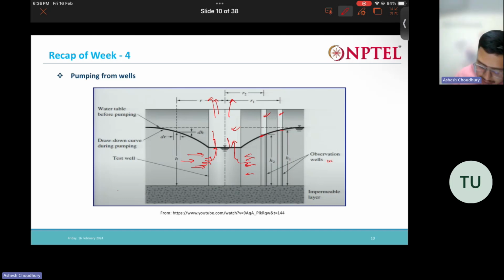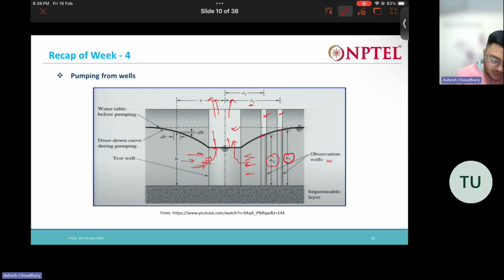What we need to do is make certain measurements here. First, these distances you need to know. R1 is the distance from the center of the test well to the first observation well. R2 is the distance of the center of the second observation well from the center of the test well. Now these heights H1 and H2 you have to measure. These are the depths of water in the observation wells. So R1, R2, H1, H2 you know.